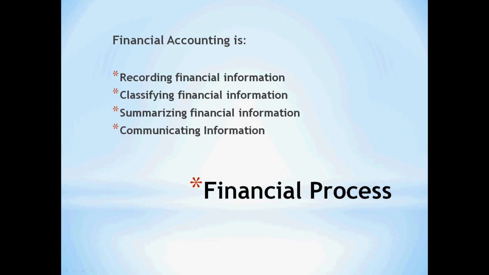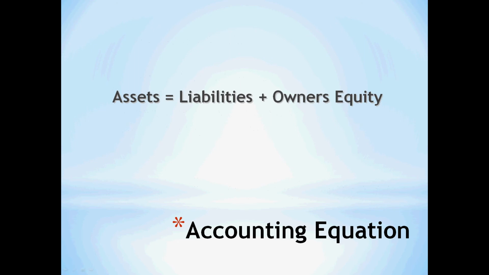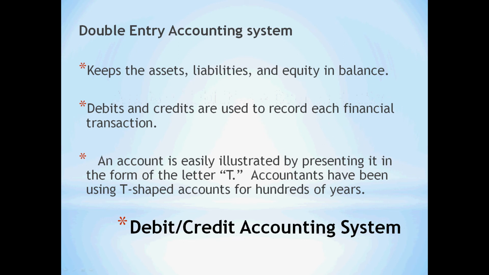Financial accounting is recording financial information, classifying financial information, summarizing the information, and communicating it. As most of you know, or will know by the end of this, the general accounting equation is: assets equal your liabilities plus owner's equity. The double entry accounting system keeps the assets, liabilities, and equity in balance.